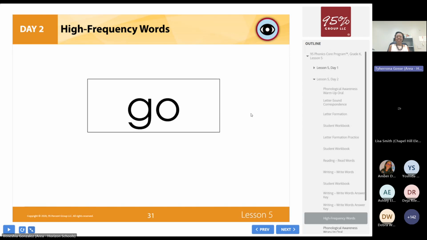What's this word? Go. This word is go. Great job. As in, let's go outside. Repeat the word go. Go. Excellent.